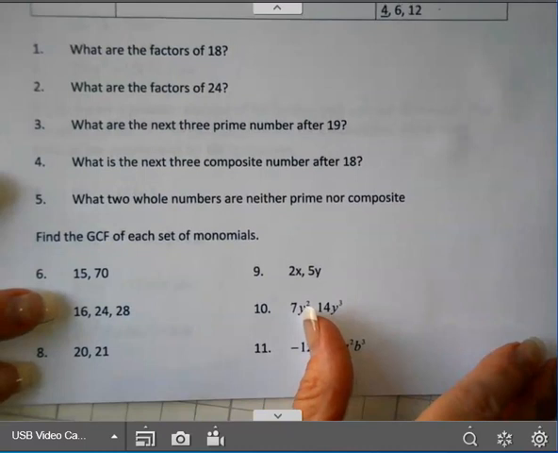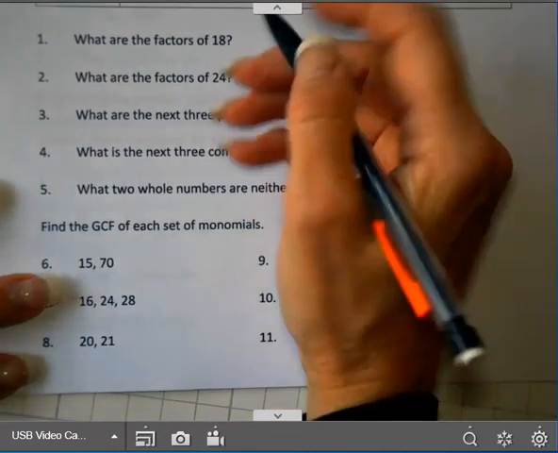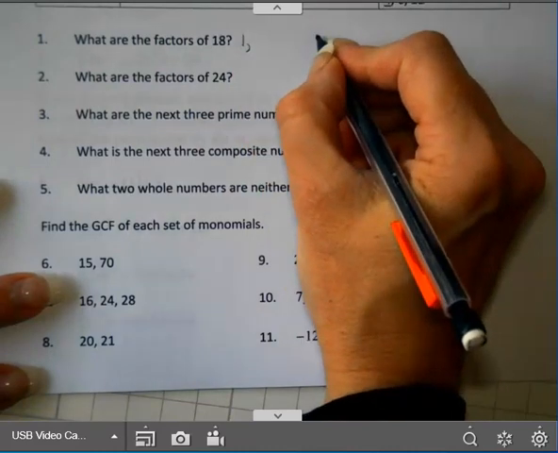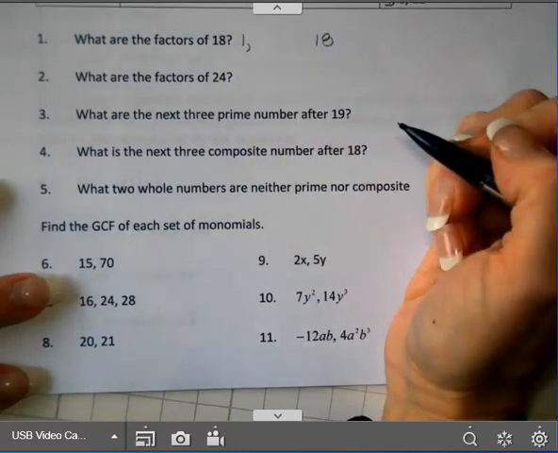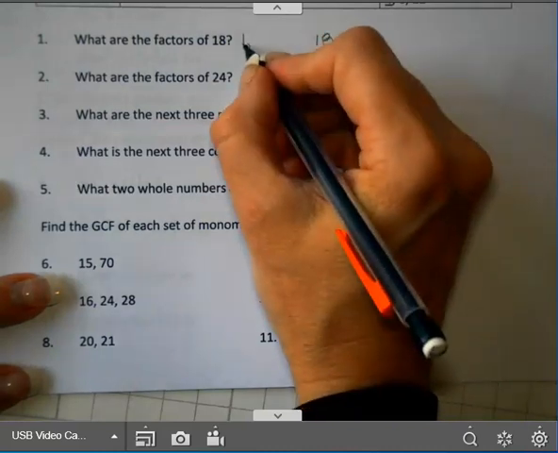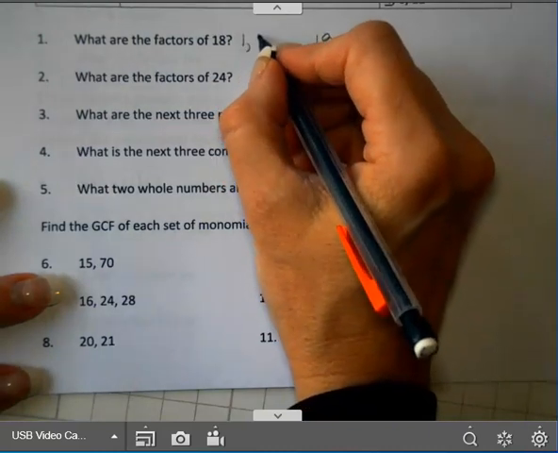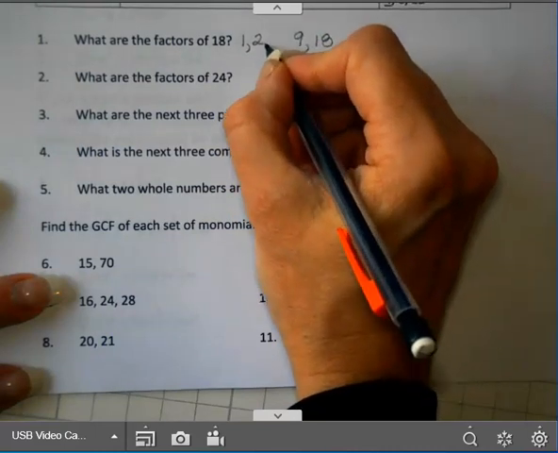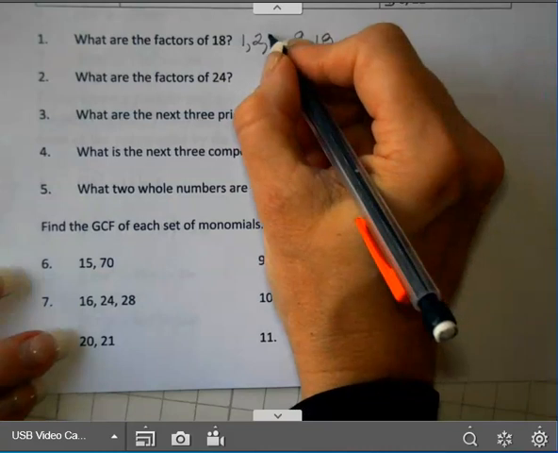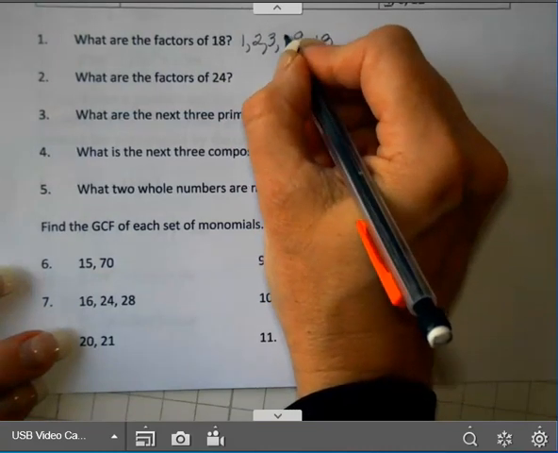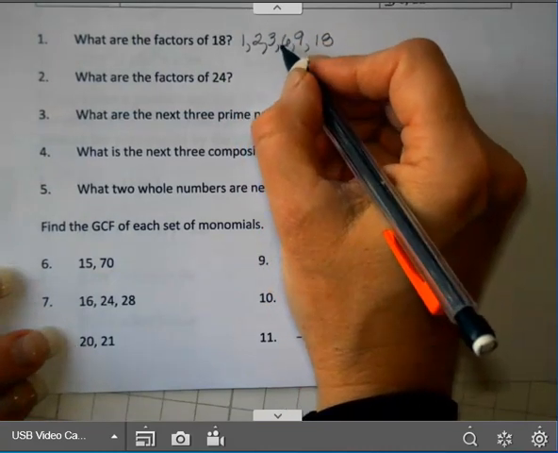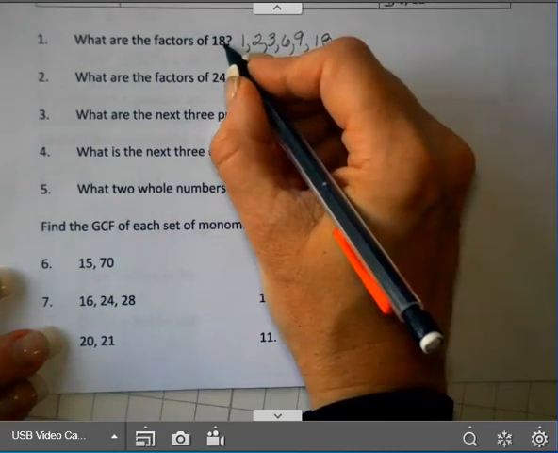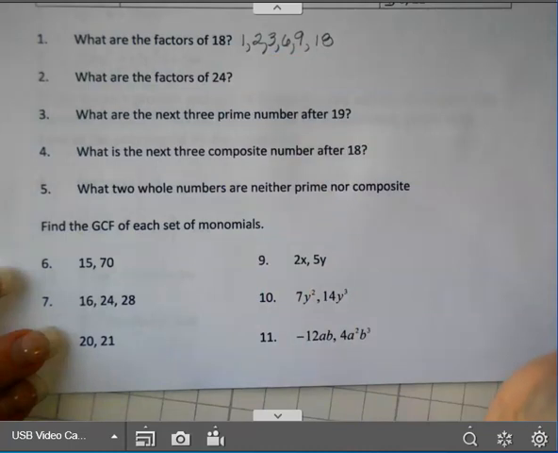I want to find the factors of 18. Okay, so I have 1 and 18. Those multiply to 18. And then I just like to count up. So I start with 1. My next number is 2. 2 does go into 18, so I have 2 and 9. The next number after 2 is 3, so 3 and 6. And the only numbers between 3 and 6 are 4 and 5, and neither of those go into 18. So those are my factors.